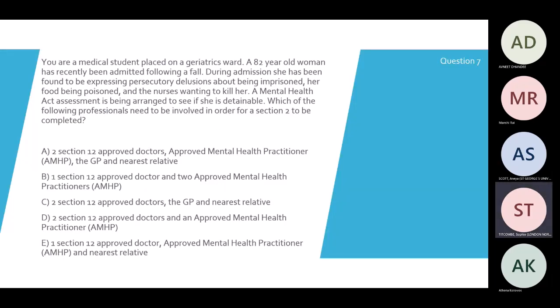So you're a medical student and you're placed on a geriatrics ward. And an 82-year-old woman has recently been admitted following a fall. During admission, she's been expressing persecutory delusions about being imprisoned, her food being poisoned, and the nurses wanting to kill her. So bearing in mind she's showing this disorder of the mind, and we're worried about the impact this could have upon herself and other people, a Mental Health Act assessment is arranged. Which of the following professionals need to be involved in order for a Section 2 to be completed for this patient?